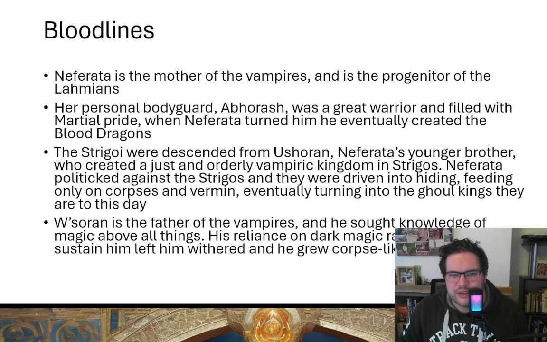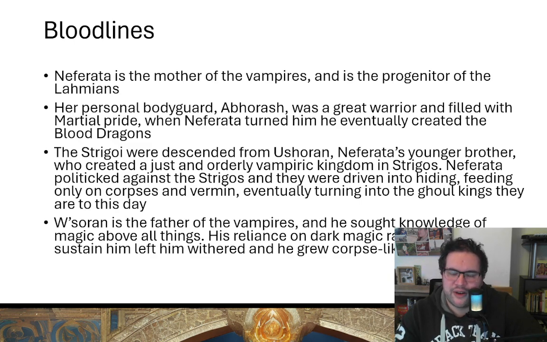So yeah, Neferata is the mother of vampires, progenitor of the Lahmians. Her personal bodyguard was a chap called Abhorash, who's a great warrior filled with martial pride, and when Neferata turned him, he eventually created the Blood Dragons, who were all about combat and winning and all the rest. Neferata's younger brother, Ushoran, who's just got a plastic release in AoS, created a just and orderly vampiric kingdom in Strigos. It grew to be greater than Neferata's own kingdom. But Neferata essentially got people to drive him out and destroy him.